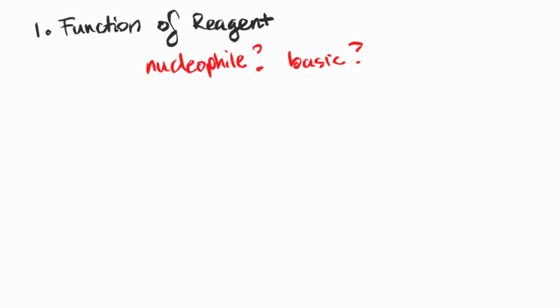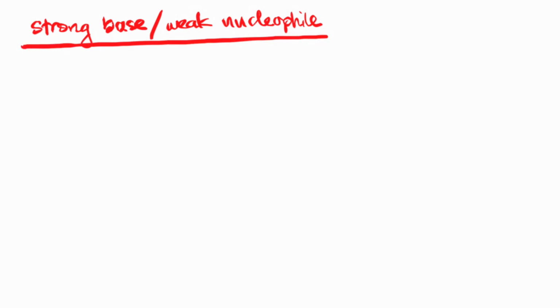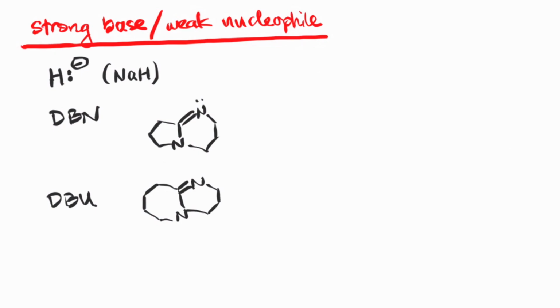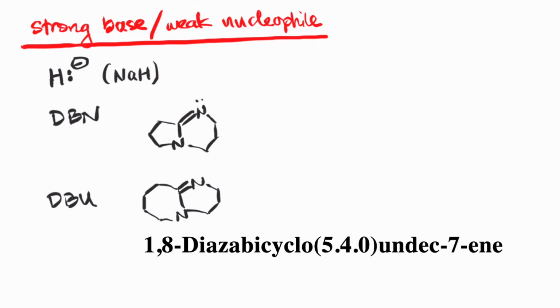So let's go ahead and take a look at some common reagents and help us categorize them. So our first category is when your reagent is a strong base but a weak nucleophile. As we discussed a few minutes ago, the hydride is a strong base and weak nucleophile, and often you can see this in its reagent form as sodium hydride. Two more reagents in the same category are DBN, which stands for 1,5-diazabicyclo[4.3.0]non-5-ene, so short for DBN, and DBU, short for 1,8-diazabicyclo[5.4.0]undec-7-ene.